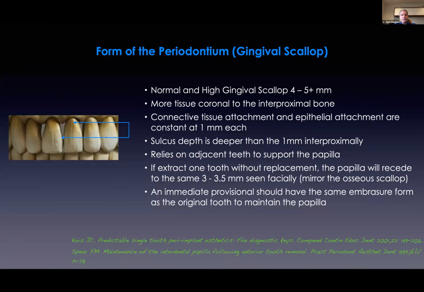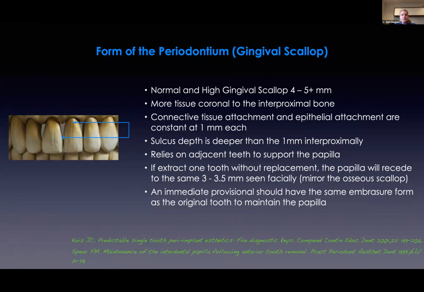The connective tissue attachment and the epithelial attachment are constant at about 1 millimeter each, unless you're into a long junctional epithelium, which Bill Robbins described as low crest stable. The sulcus depth interproximally, where the papilla is, has to be deeper, because if you don't have 1 millimeter of epithelial, 1 millimeter connective tissue, then to get that 4.5 to 5 millimeters means you've got to have a deeper pocket interproximally. And the papilla relies on the adjacent teeth to help.